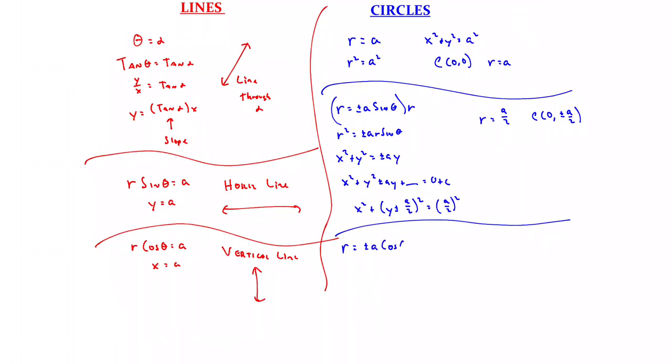And so the other version of that would be r is equal to plus or minus a cosine theta. So I'm not going to go through the same thing, but basically what it ends up coming out to be is x plus or minus a divided by 2 squared plus y squared is equal to a divided by 2 squared. So now the center would be at plus or minus a divided by 2 comma 0, once again not centered at the pole, and then the radius value is still a divided by 2.